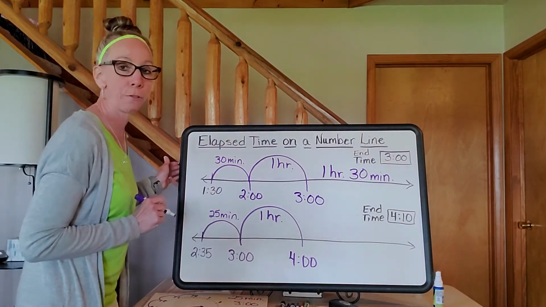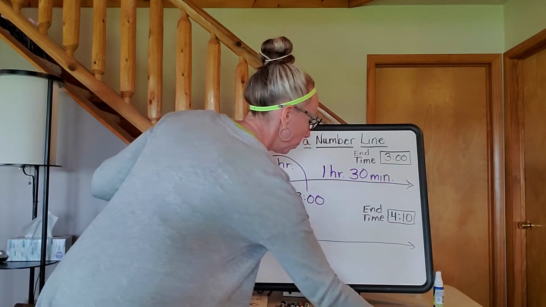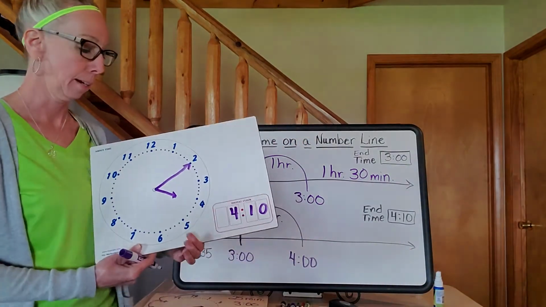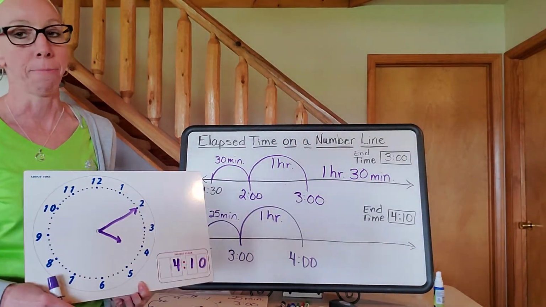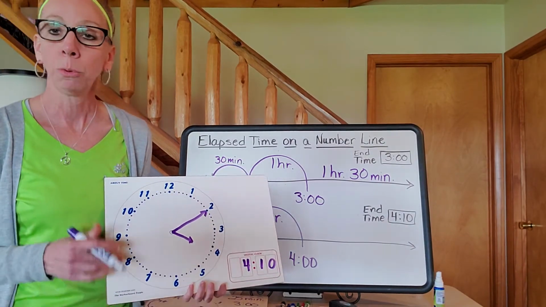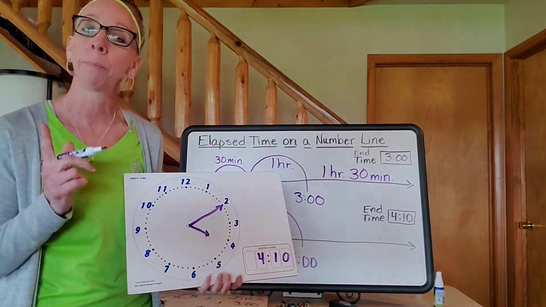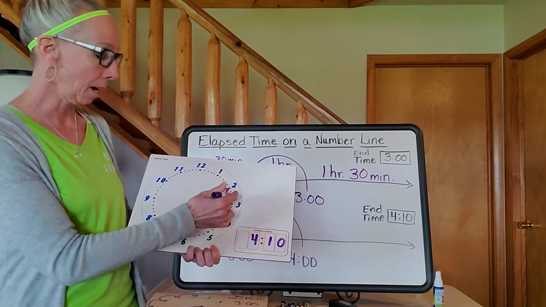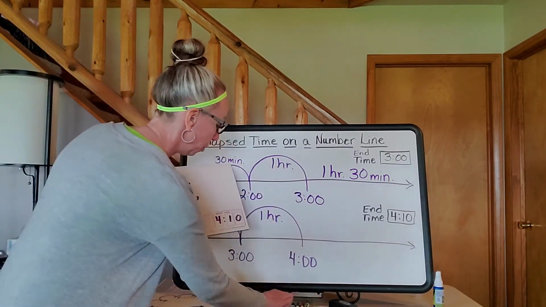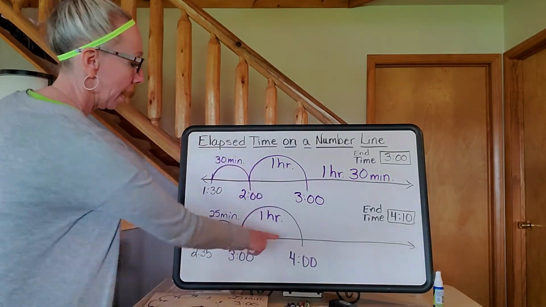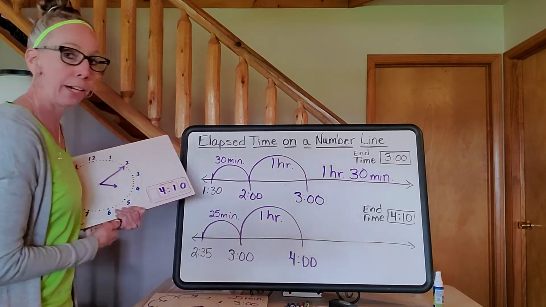So we need to get to 4:10. So we have to go from 4 o'clock to 4:10. And some of you can probably just say it in your mind, I know that's just 10 minutes. Well, if you're not sure how to get that 10 minutes, I'm going to show you how. So our clock says 4:10, that's the end time. But right now we're at 4 o'clock on our timeline.